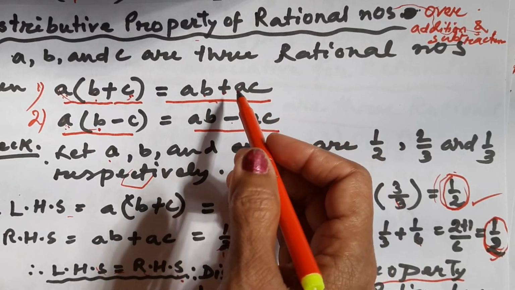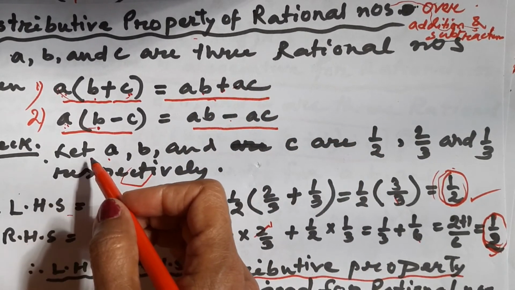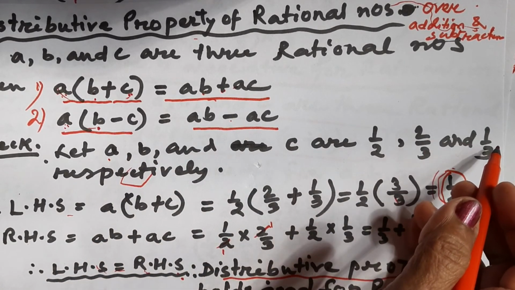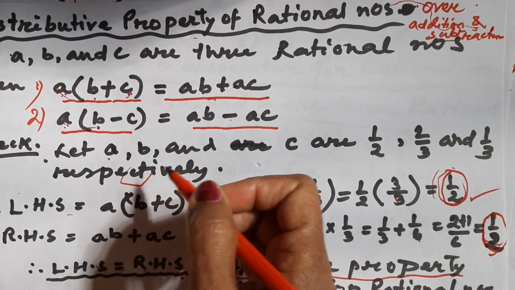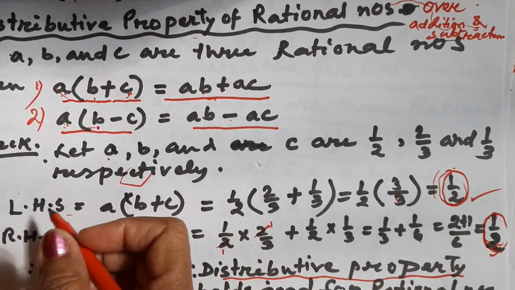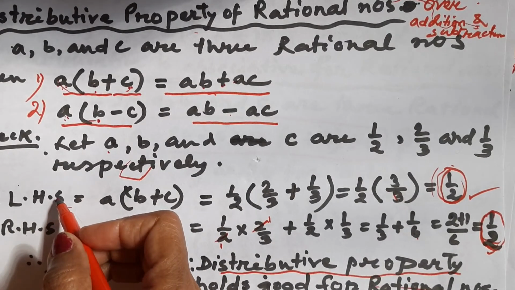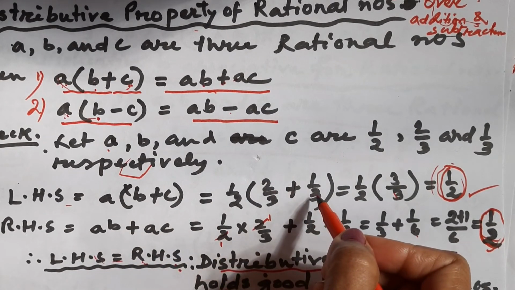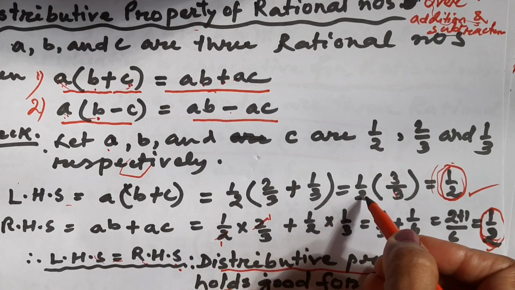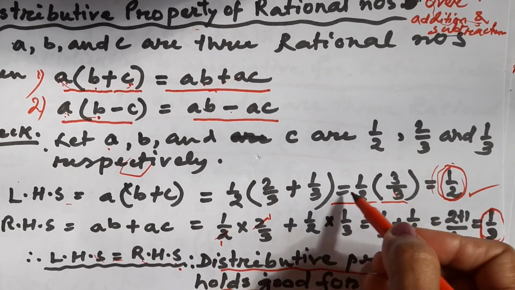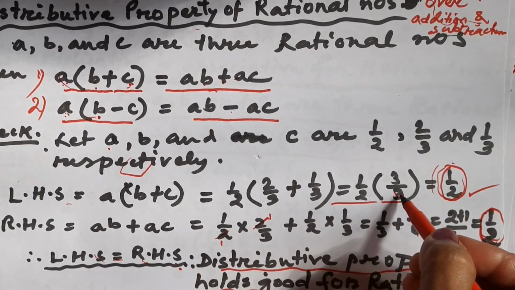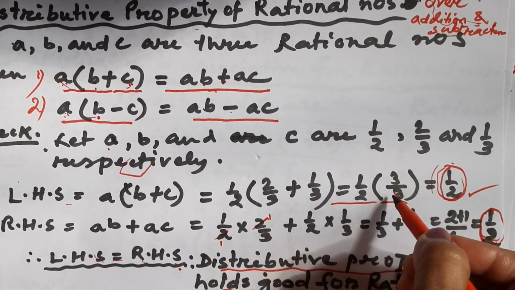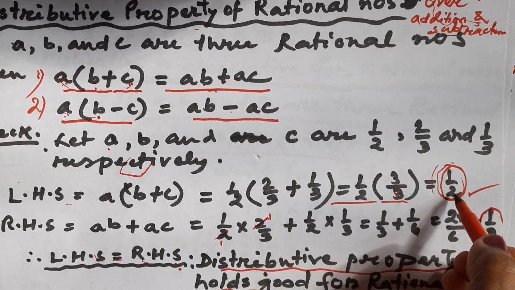Now, let us check whether it is true or not. Let us take A, B and C are half, 2 by 3 and 1 by 3 respectively. Therefore, left hand side will be A into B plus C. It will be equal to half into 2 by 3 plus 1 by 3. It will be equal to half into, 3 3s are common, so we shall take 1 common 3 and 2 plus 1 is 3. So 3 3 will cancel each other and it will be only half.